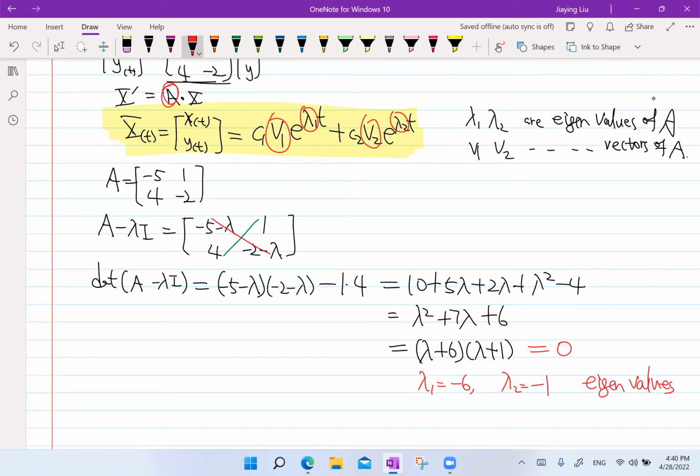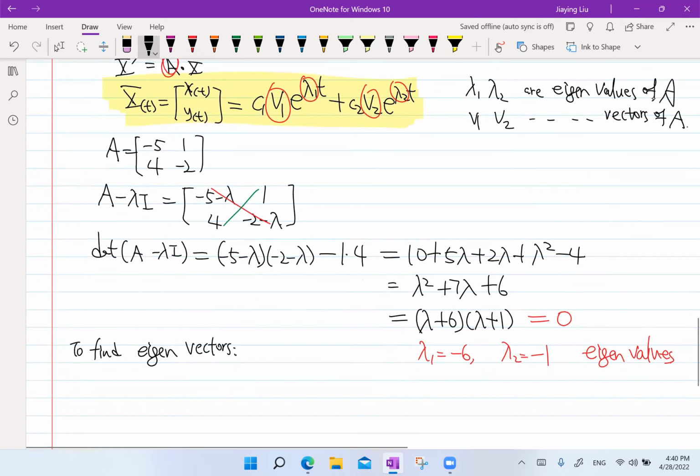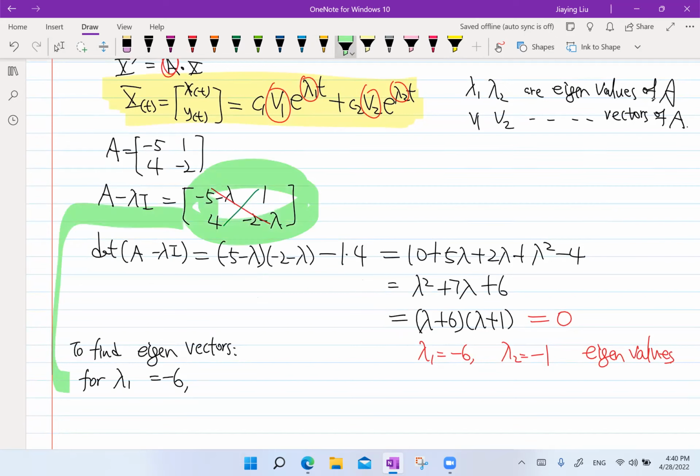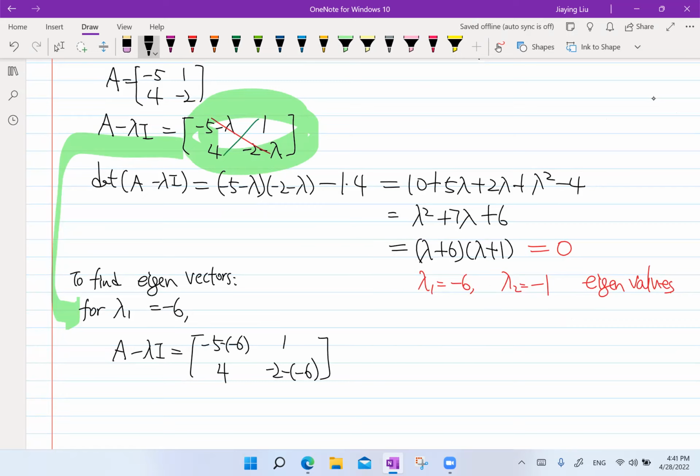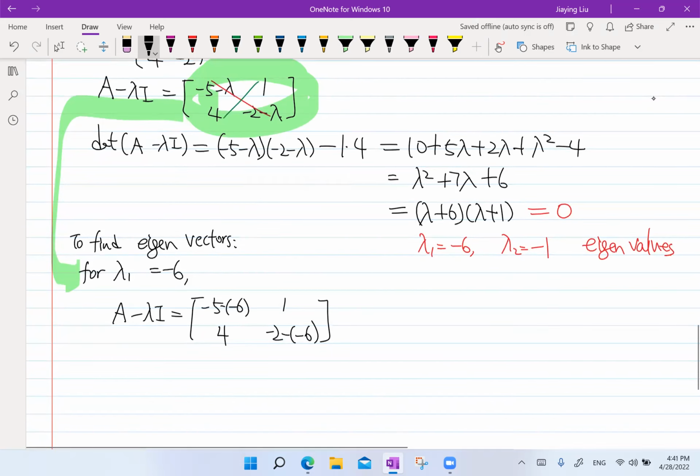Okay, good. So we get the lambda values, but we have to find the eigenvectors corresponding to them, right? So that's the next step. To find eigenvectors, for the first one, lambda 1 equals -6, I'm going to use this A minus lambda I that we found earlier, just plug in -6 in there. So A minus lambda I is going to be -5 minus -6. Be careful when you subtract negative numbers. 1, 4, -2 minus -6. And then that's just going to be -5 plus 6, that's a 1, 1, 4, -2 plus 6, 4.